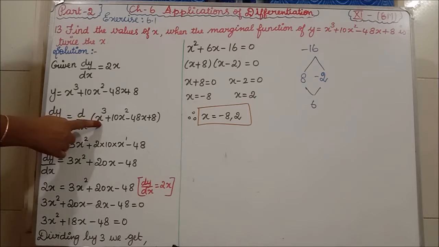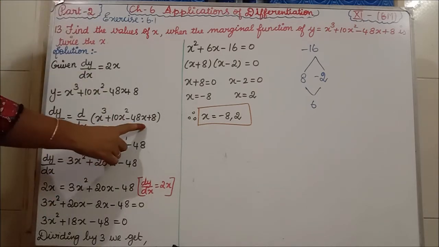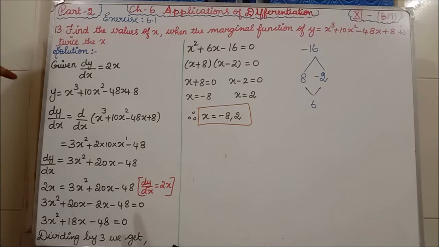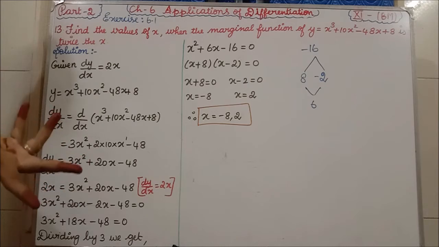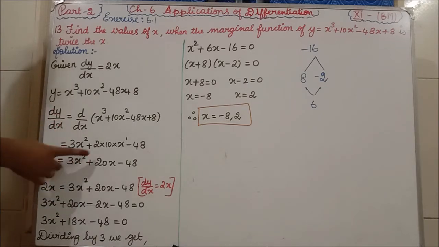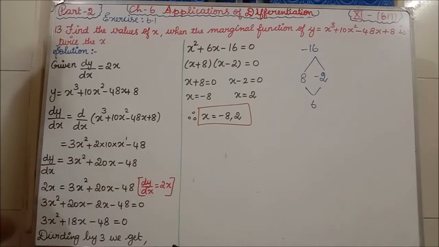Okay, next x cube, if you differentiate, 3x square. 10x square, if you differentiate, 2 into 10 into x power 1, 20x. 48x, if you differentiate, 48 into 1, 48. If you differentiate 0, I have not written that. So 3x square, 2 tens are 20x, minus 48. Now we have got dy by dx answer.